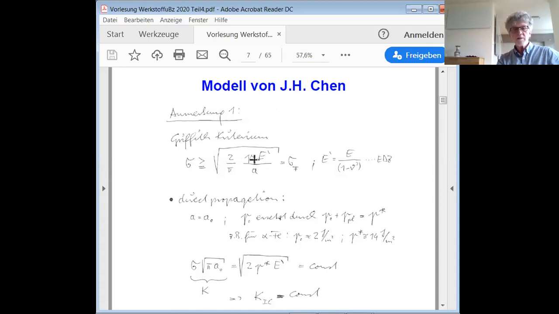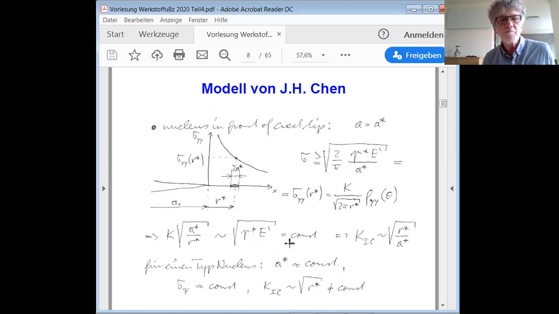And now you can transform that equation to that equation. And gamma and E are constant parameters for the type of material. You find that the expression sigma times square root of pi times the crack length is nothing else than the stress intensity. And therefore, for direct propagation, the relation must hold that the stress intensity is approximately constant.